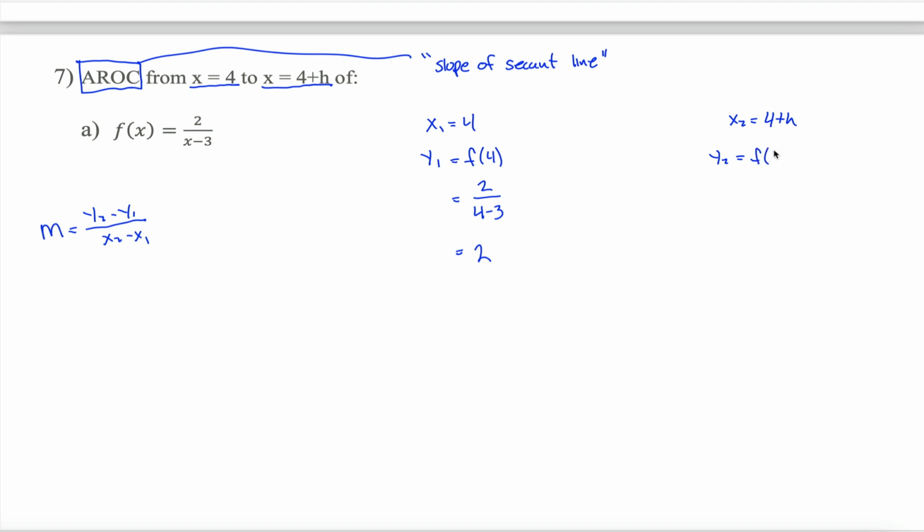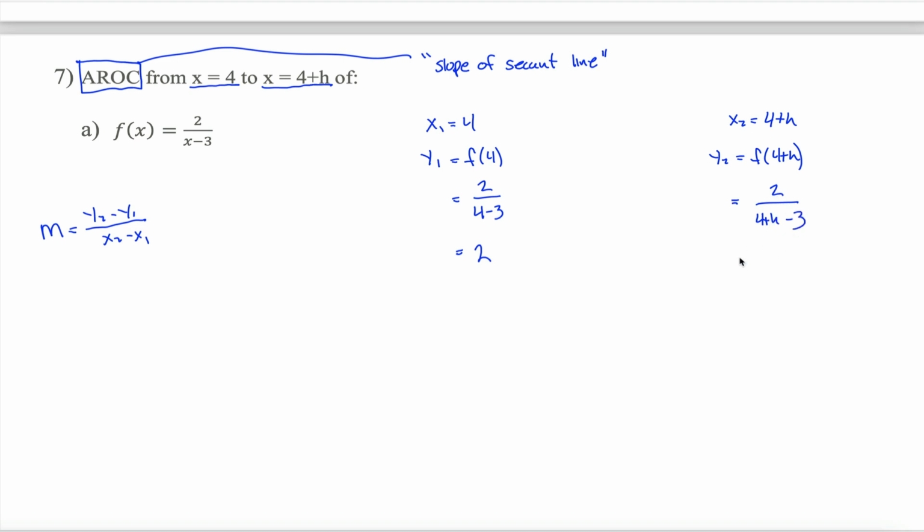So it's f of 4 plus h. I know it's a little bit weird putting 4 plus h into this machine. It's strange evaluating functions at expressions instead of numbers, but you do it the exact same way. You copy exactly what you're seeing here, except you change all the x's, which signify the input, into 4 plus h's. So I would get 2 divided by 4 plus h minus 3.